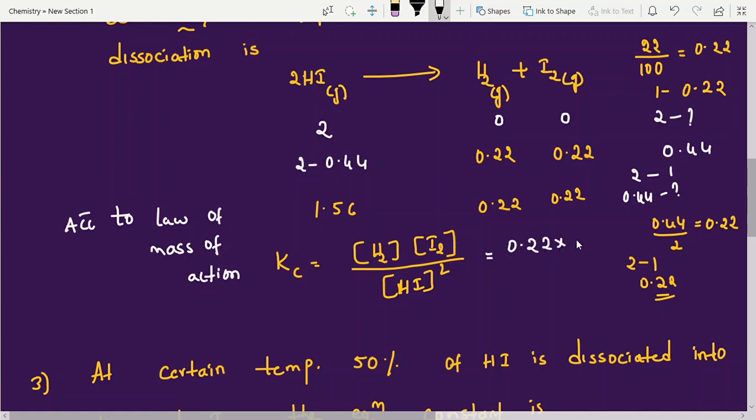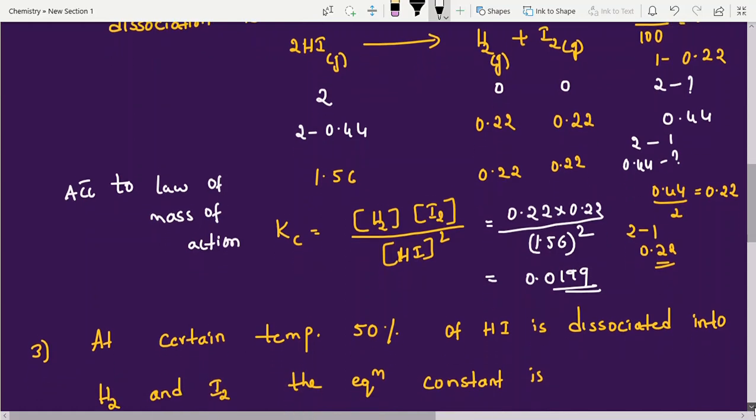0.22 into 0.22 by HI whole square. What is HI whole square? 1.56 whole square. If you simplify this one, students, you will get the answer 0.0199. This is your answer. It's an easy method. Yes, very good. Now go to the next question.